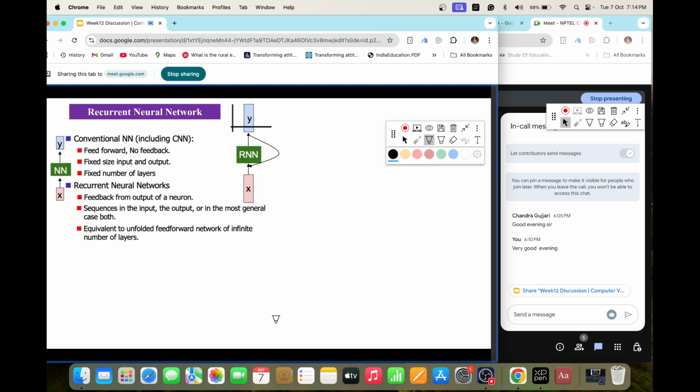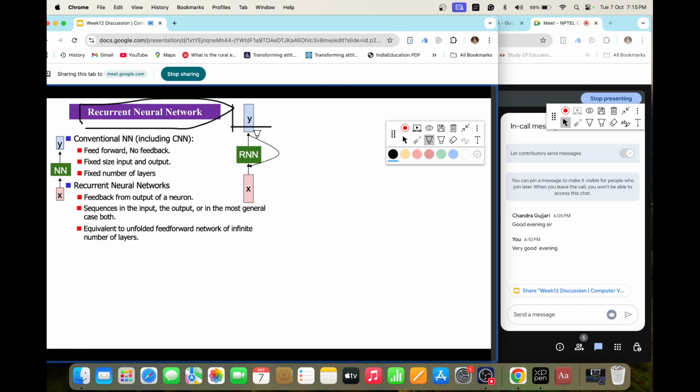So I have told you regarding ANN, that is artificial neural network. Generally, it is a feed forward neural network. That is, the information always goes in a forward direction, and error is propagated in a backward direction by back propagation. Okay, that is regarding the ANN. Now we will be discussing this recurrent neural network, that is RNN.